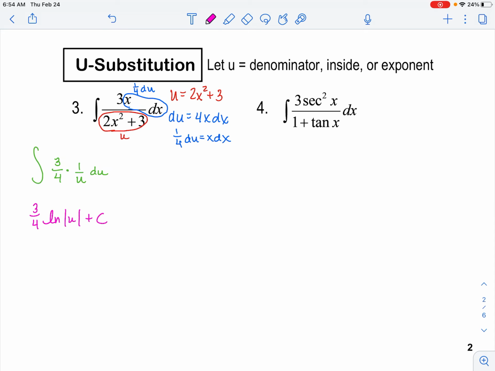And then, of course, we have a u answer, but an x question, so we need to go back and replug in our x. So we have 3/4 natural log absolute value 2x squared plus 3 plus c. And there we have it.